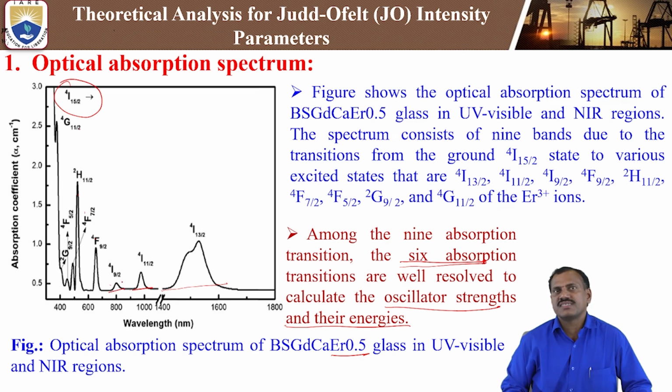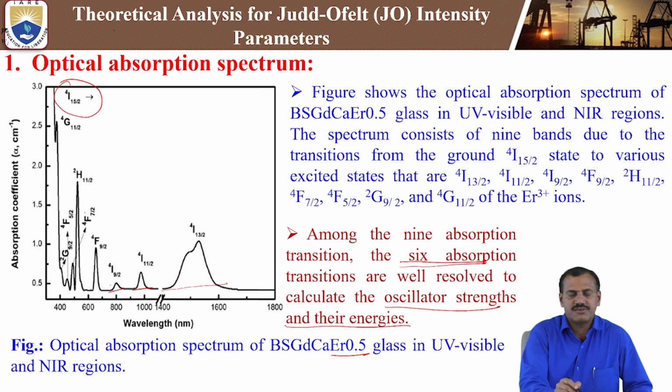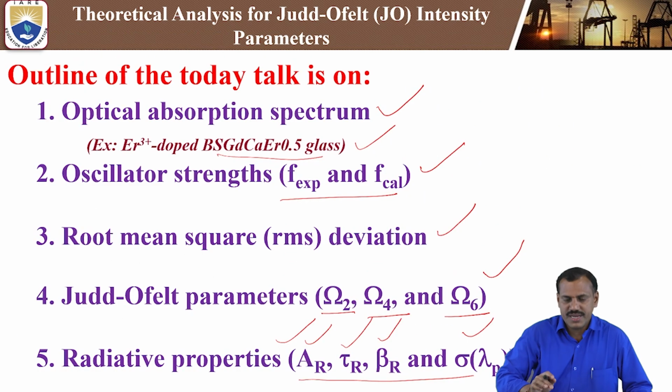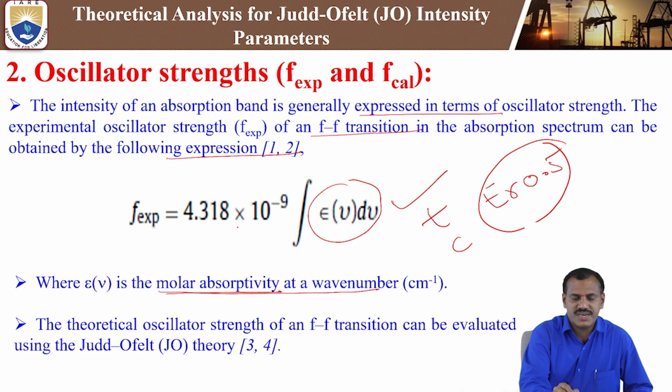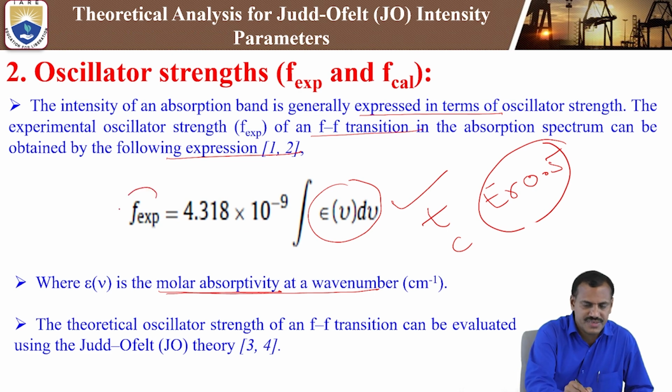We can use Origin or an Excel sheet to calculate the area under each and every absorption peak. By calculating each absorption peak area, we multiply by thickness and concentration, and we get the molar absorptivity at a particular wave number or energy. For the absorption peak having that energy or wave number, you get the corresponding value, and you multiply that value by 4.318 x 10^-9, and we get the f experimental value.